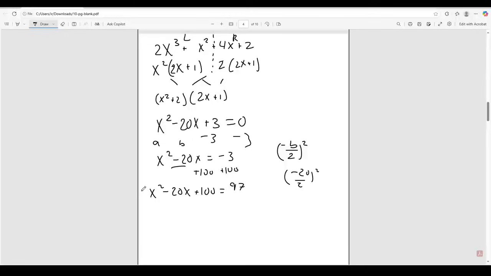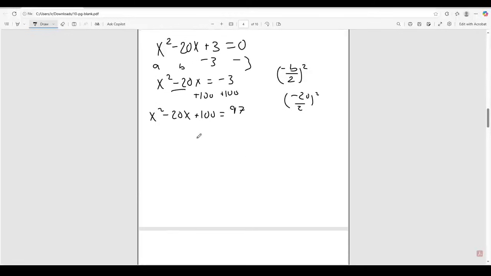Now what you have to do here is factor this side. And you'll find that this side factors into x minus 10 squared. Okay? So in other words, your x will always factor into whatever your negative b over 2 is equal to. So in this case, negative b over 2 is equal to negative 10, so you're left with x minus 10 squared, or you could have just done the factoring. It's not that hard. And now it's equal to 97. Okay? That's how you would complete the square.